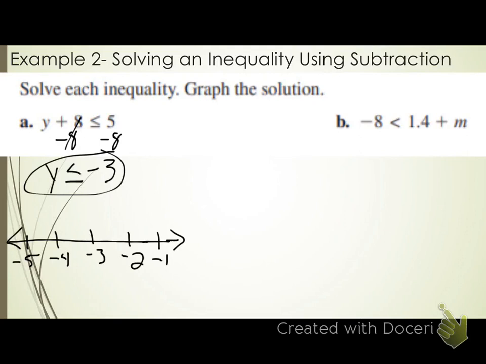Open or close circle on -3? Closed. It's got that line under it. -3 is included in my solution set. Y is less than or equal to -3. Which way am I shading? To the left. Questions on example 2A?